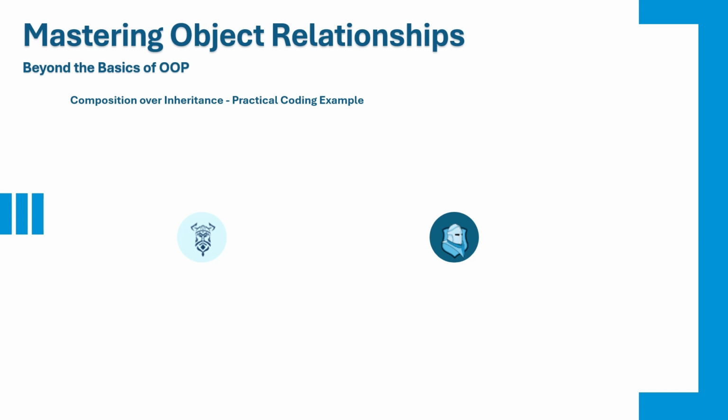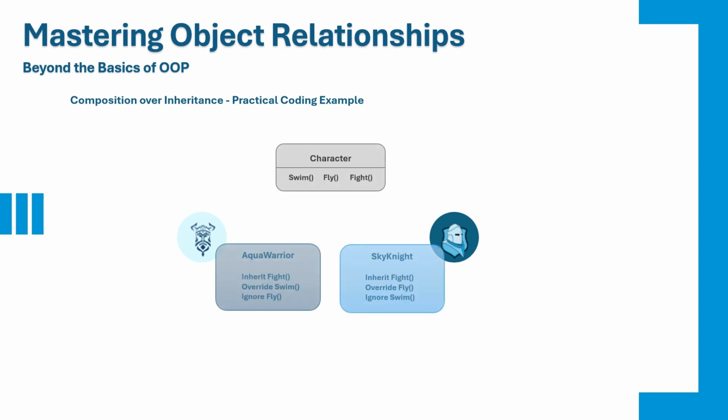At first, you might think each character should inherit abilities like swimming, flying, or fighting from a common base class. But here's the challenge. Should every character inherit abilities they don't even use? For example, should Aqua Warrior inherit flying, even though it never takes to the skies? Instead of cramming everything into a rigid inheritance chain, composition offers a better approach.